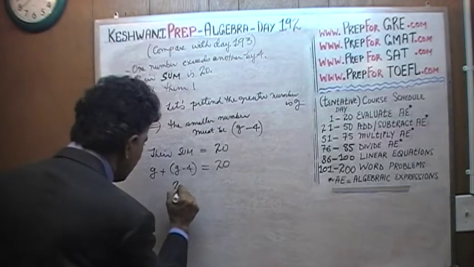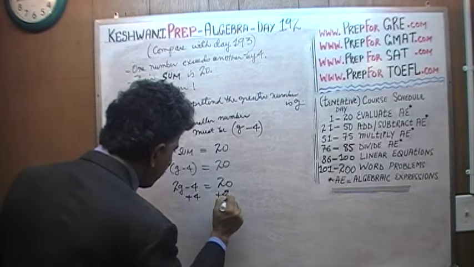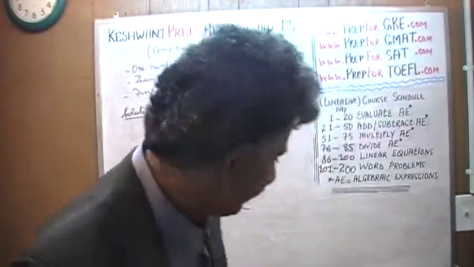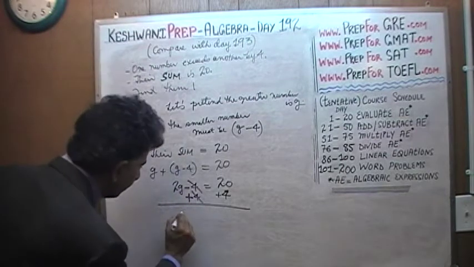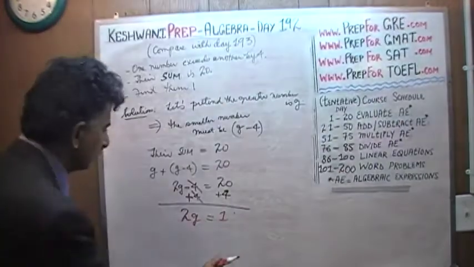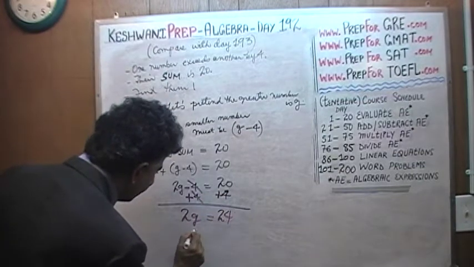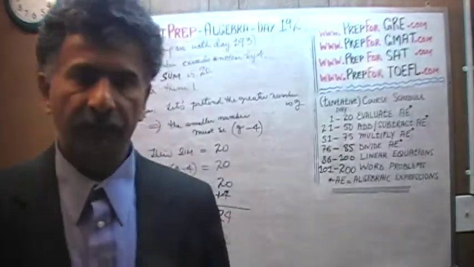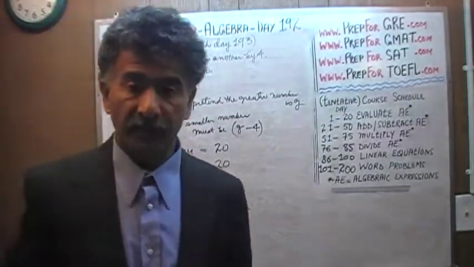So 2G minus 4 equals 20. Add 4 to both sides. The negative 4 and positive 4 drop out, and we end up with 2G equals 24. Therefore G is 12. The greater number is 12, and since the smaller number is 4 less than that, it's 8, which is just as well, because they have to add up to 20.